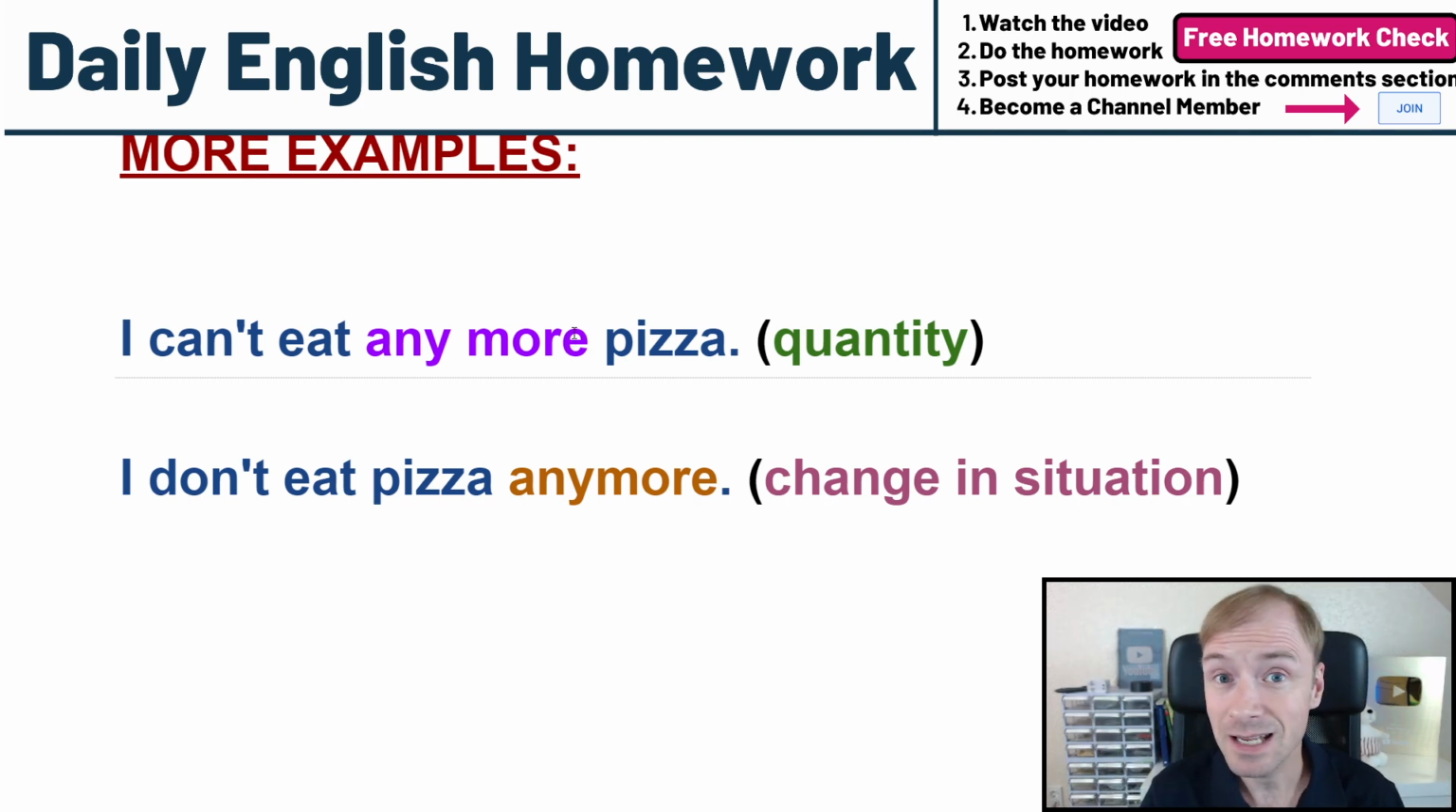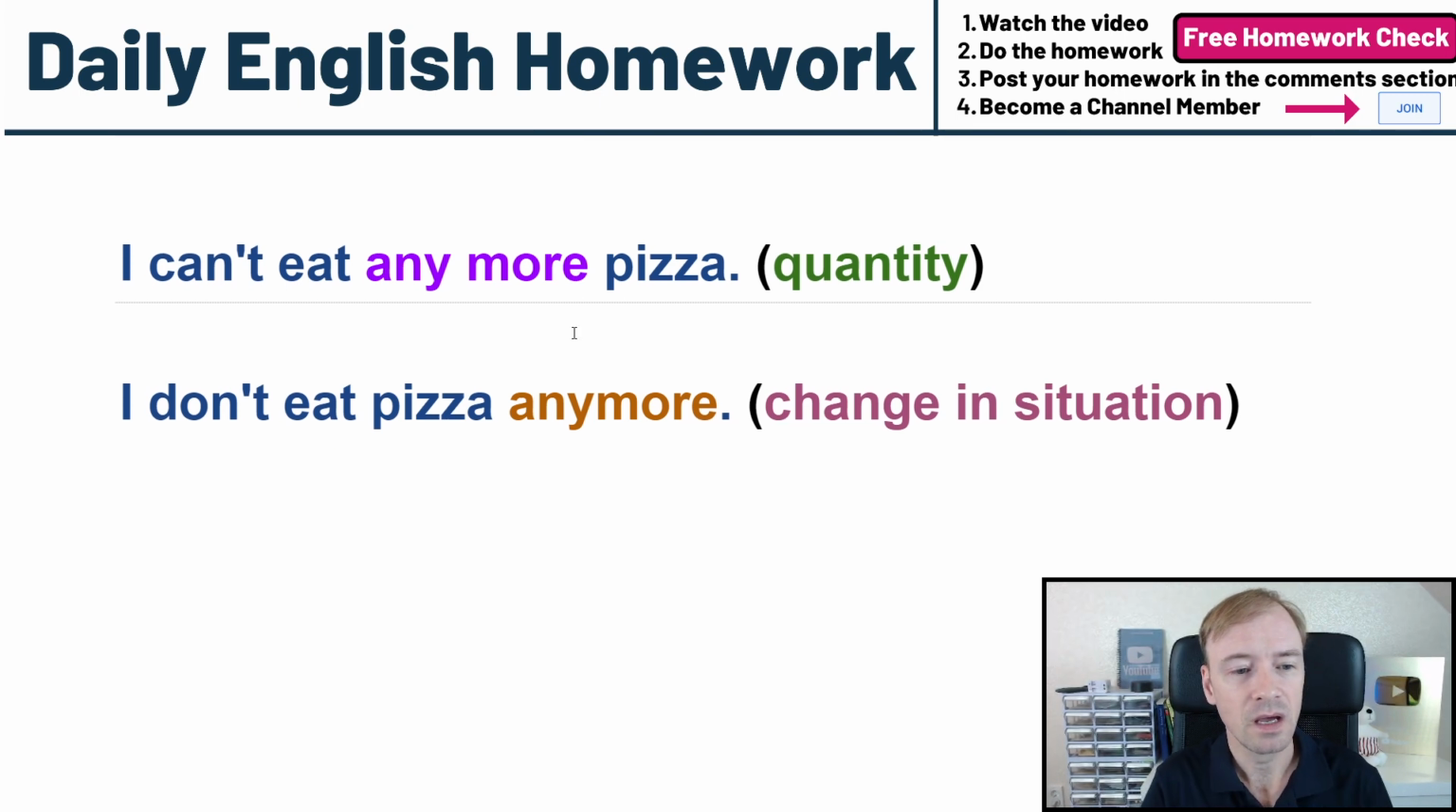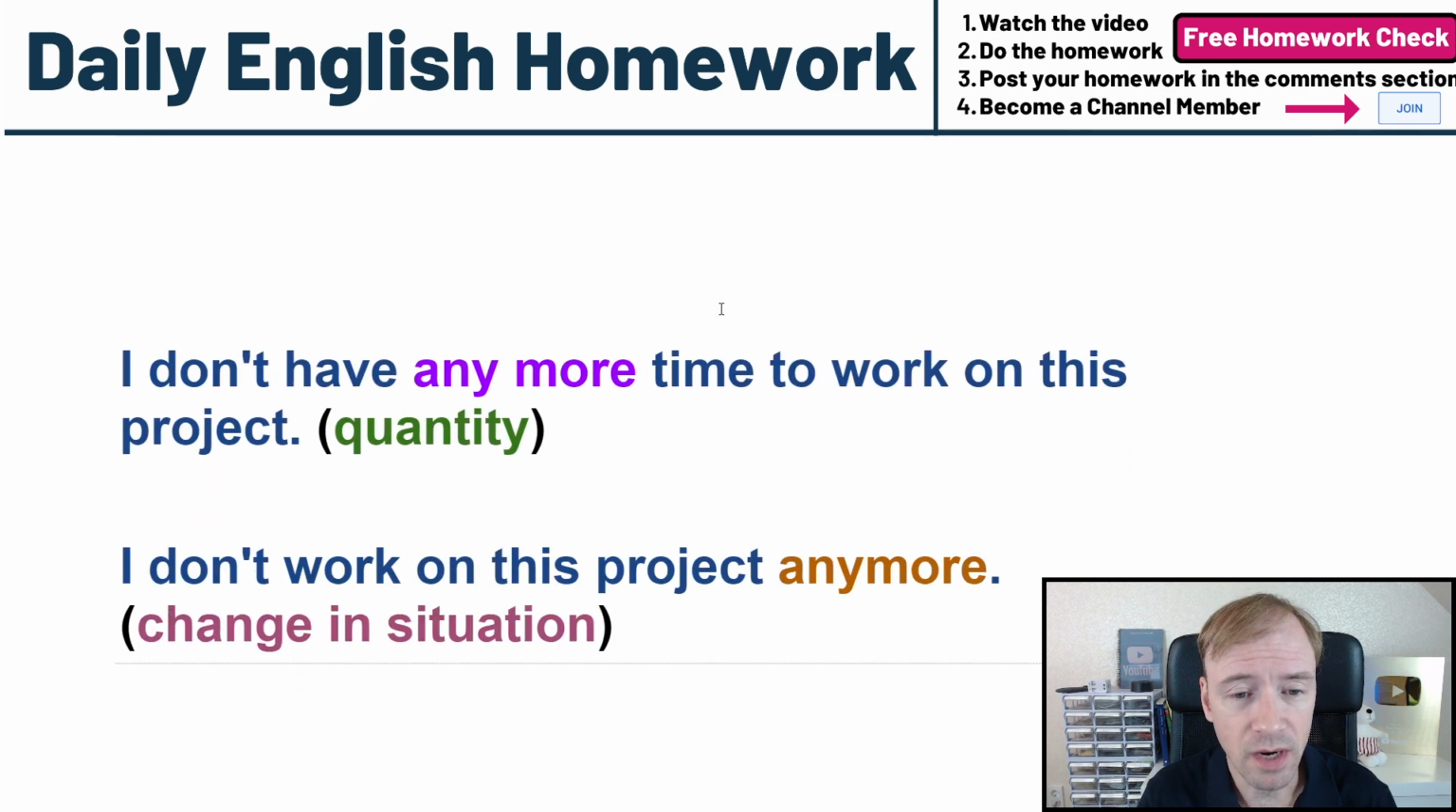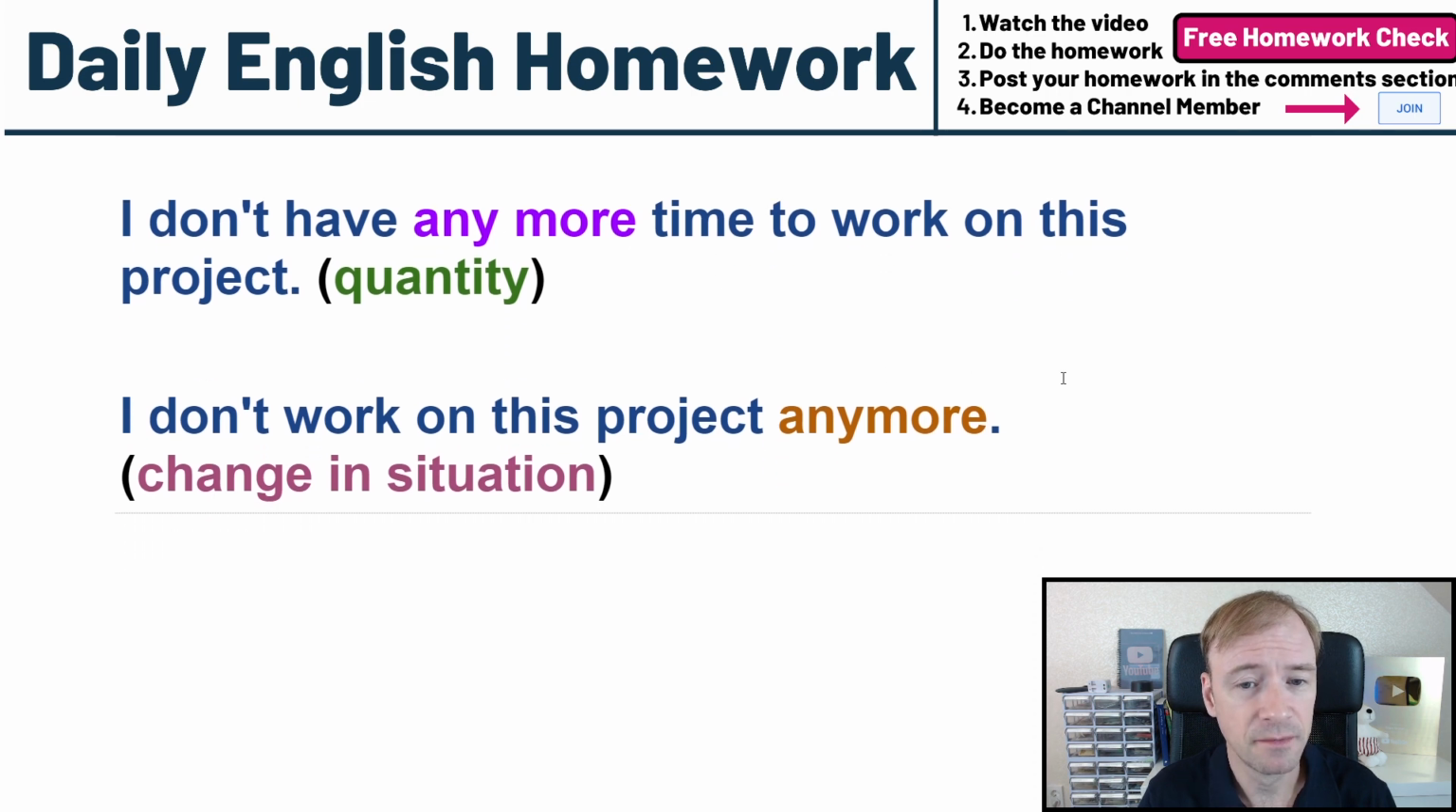Now, the second sentence, I don't eat pizza anymore. So this is the change in my lifestyle or my eating habits. This is a big change. So maybe I used to eat pizza, but now I changed because I'm getting a little fat. I don't eat pizza anymore. That's the change in the situation. That's one word.